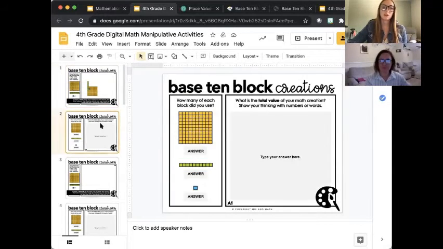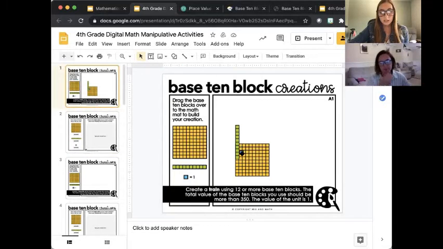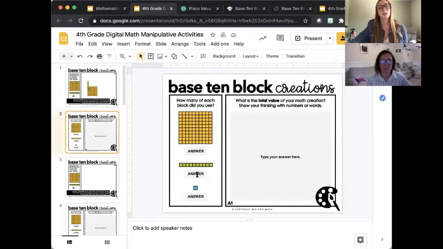Because down below, for every single one, you will have to write your total. So how many hundreds did you use? How many tens? How many ones? And then right here, you're going to write your total amount. So if I used 200 and 10 and 2, I'd write 212, to individualize the hundreds, tens, and ones.